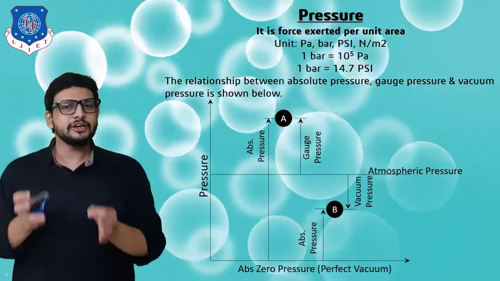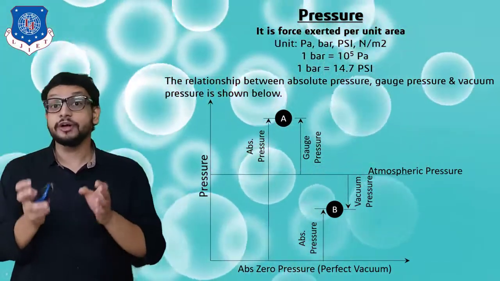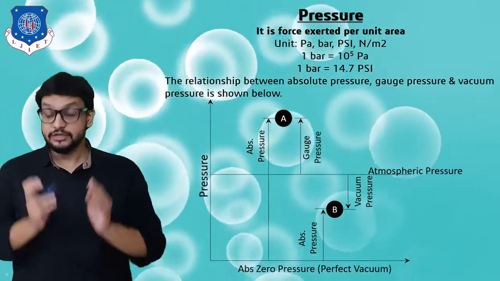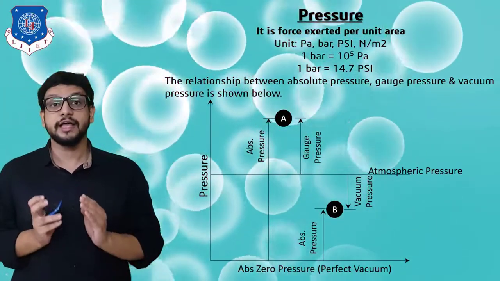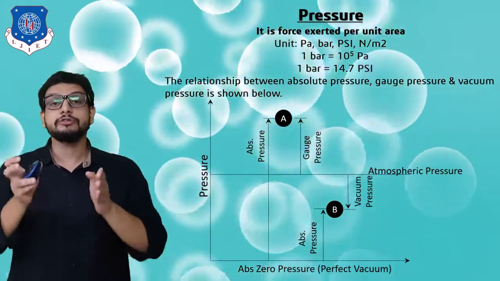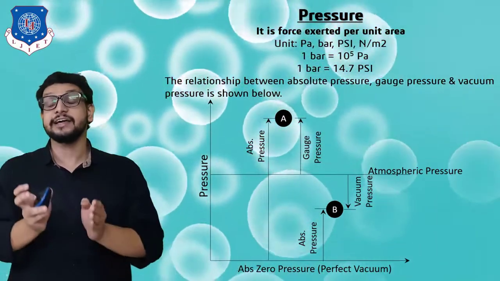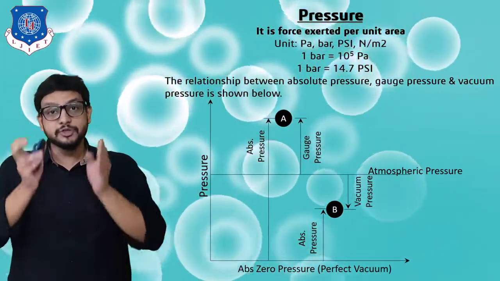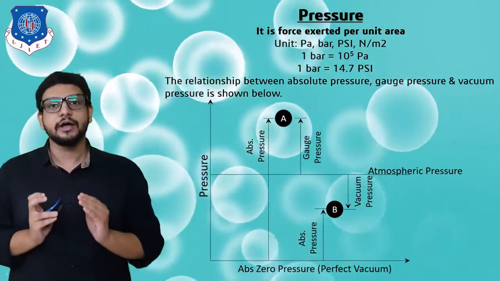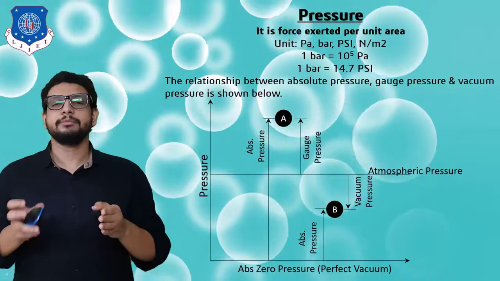Now the question comes, what are we going to study that is new in this? We are going to see what is standard atmospheric pressure, then gauge pressure, then absolute pressure and absolute zero pressure. On your screen you can see a figure which indicates the relationship between absolute pressure, gauge pressure and atmospheric pressure. So let's start with atmospheric pressure.